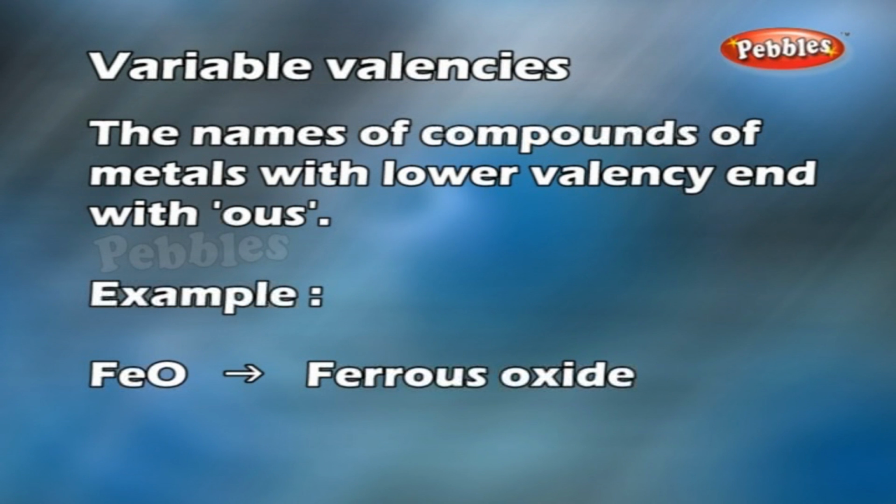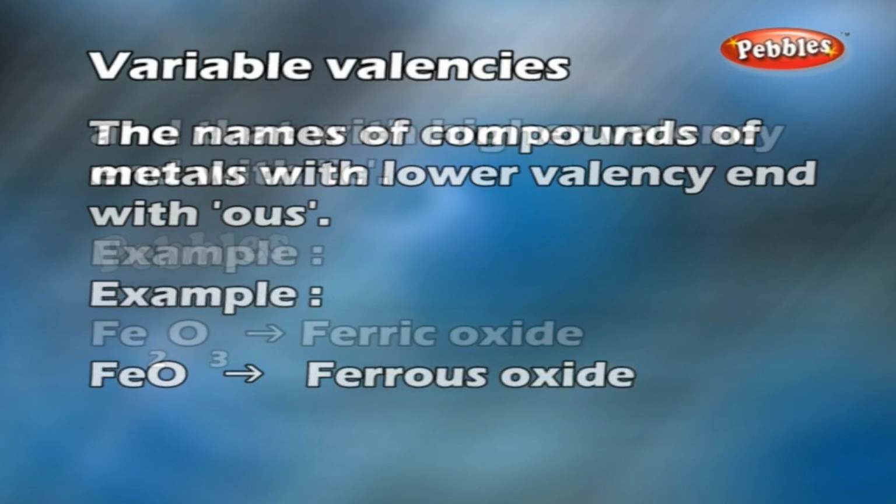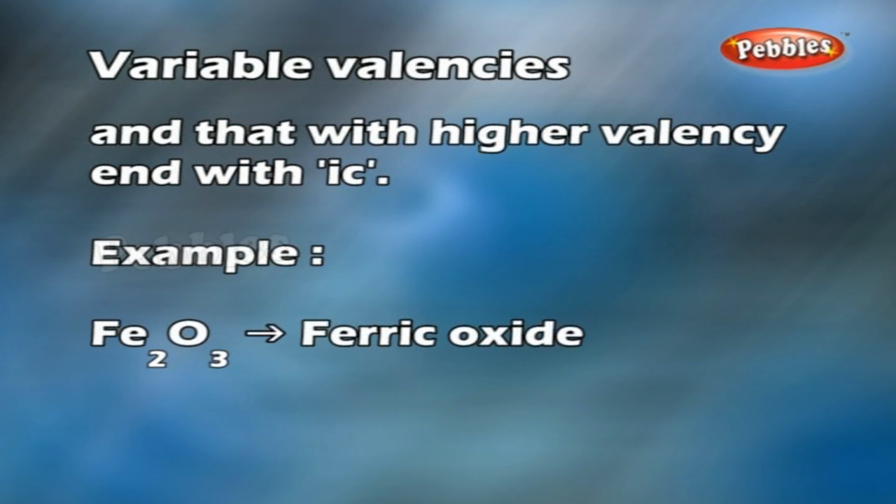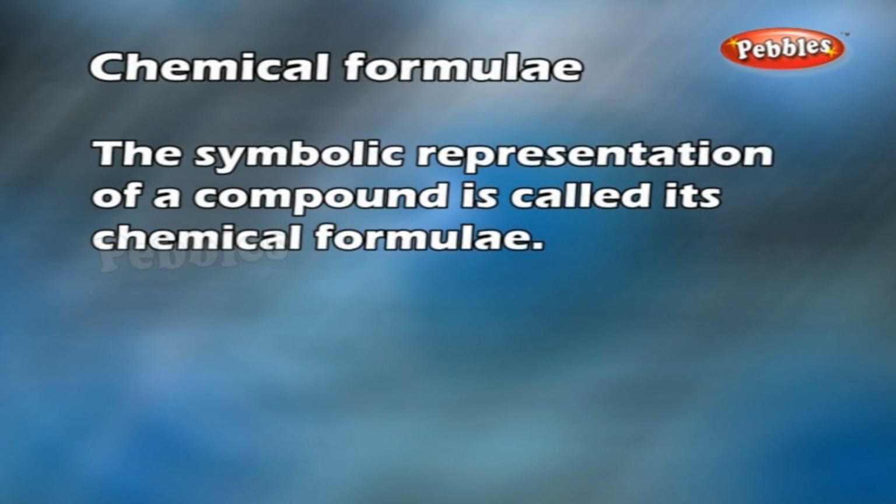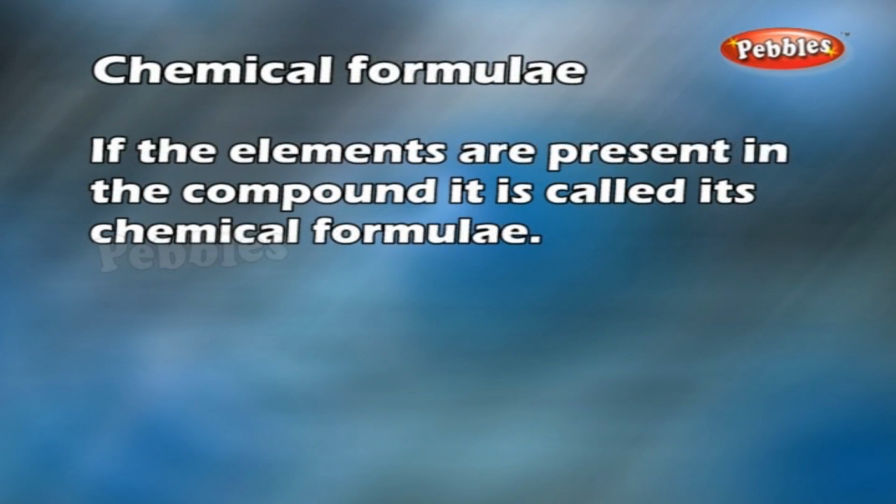The names of compounds of metals with lower valency end with OUS. Example, ferrous oxide, and that with higher valency end with IC. Example, ferric oxide. Chemical formulae. The symbolic representation of a compound is called its chemical formula.